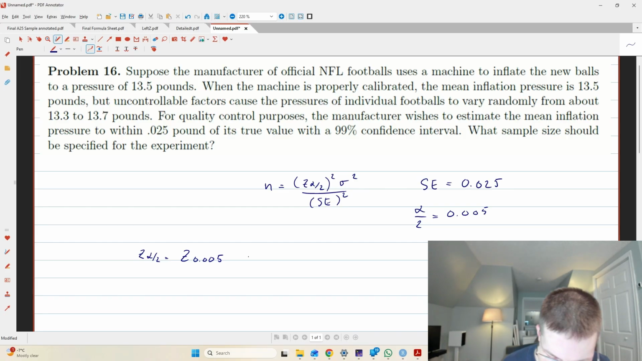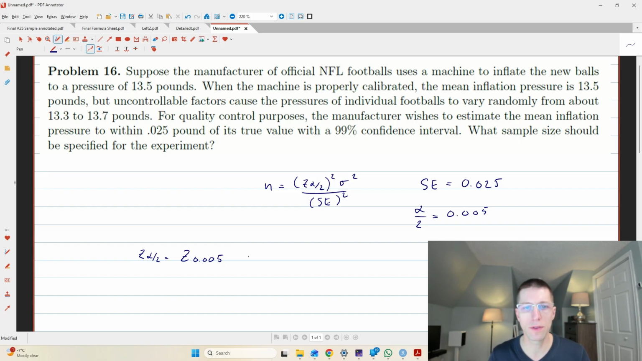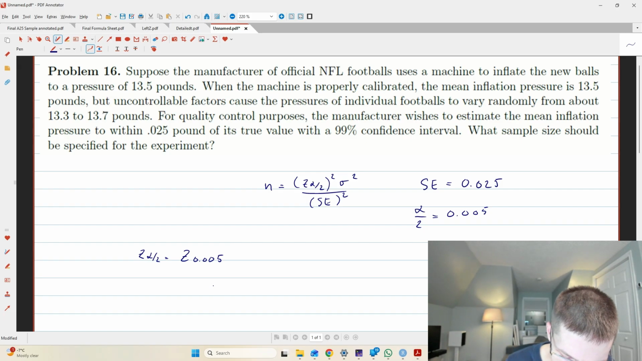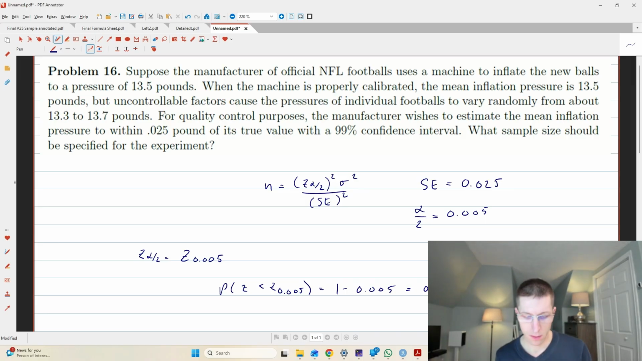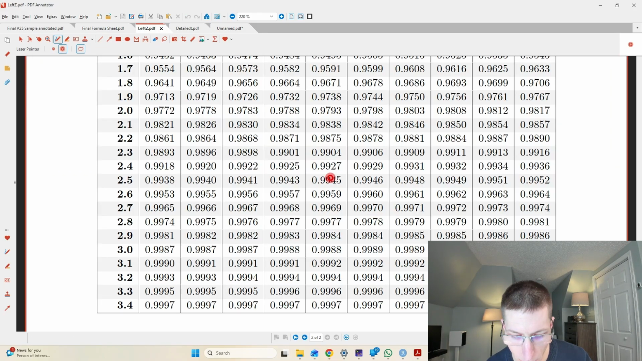And how do we find that? So that's going to have an area of 0.005 in the upper tail. So that means that we have probability of Z less than that critical value is going to be 1 minus 0.005, which is 0.995. So from the table, we go, where's my cursor? There we go.